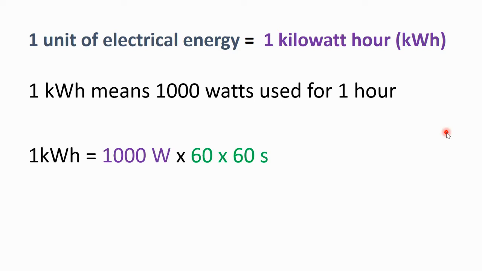Just to show you how much this is in joules, 1 kilowatt hour is obviously 1,000 watts used for 1 hour. That's 1,000 watts times by how many seconds in an hour, so 60 minutes and 60 seconds in each minute. So this means that 1 kilowatt hour is 3,600,000 joules. So it costs me about 14p for every 3.5 million joules of energy that I use, which in one sense is really cheap. But once you realize how much energy appliances actually use, you'll realize that 1 joule actually isn't that much energy.